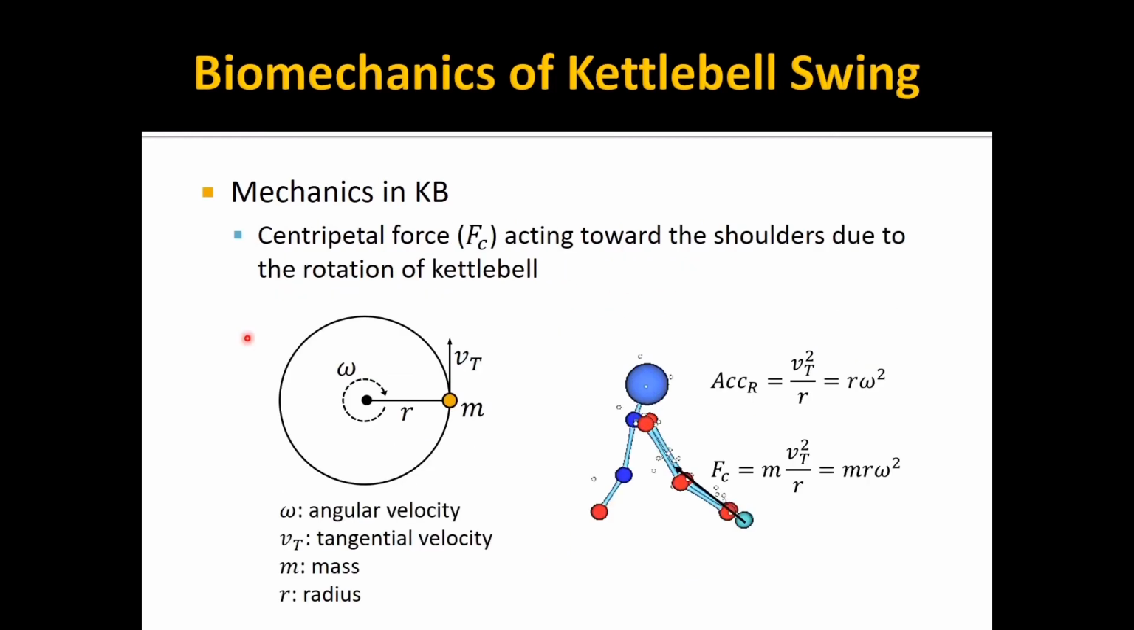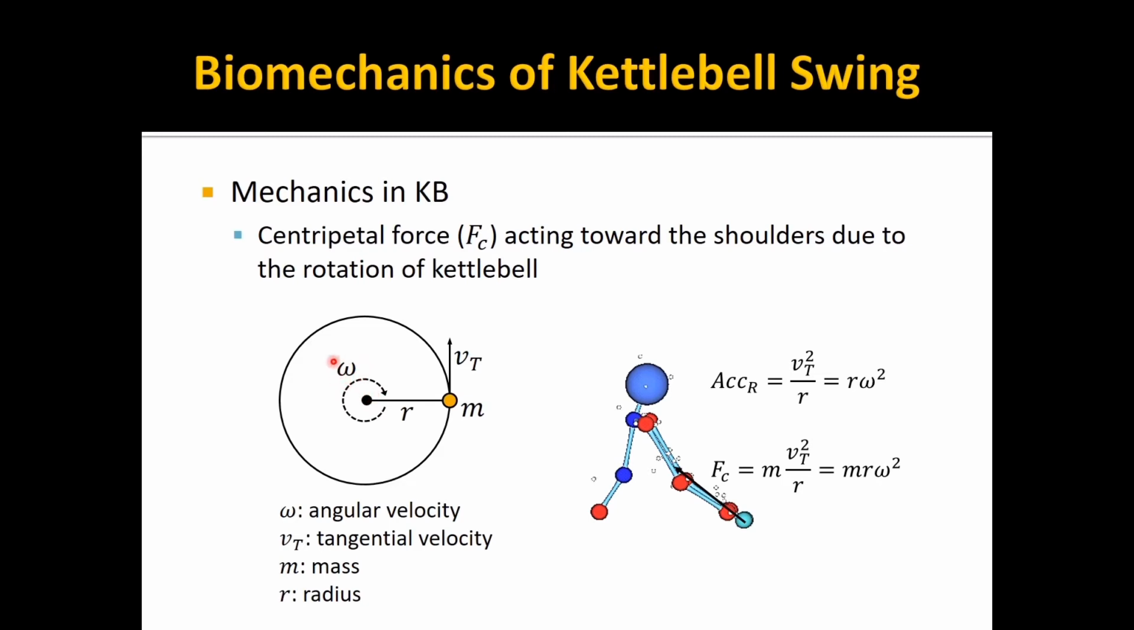As I mentioned earlier, a centripetal force acting toward the shoulders is also produced due to the rotation of the kettlebell. Let me explain the angular kinematics during the rotation first to understand the centripetal force. Here we have an angular kinematic, or rotation, condition. The yellow dot is rotating about this black dot, which means this black dot is serving as the axis of rotation. Whenever we have angular motion, the axis of rotation is supposed to generate angular velocity.